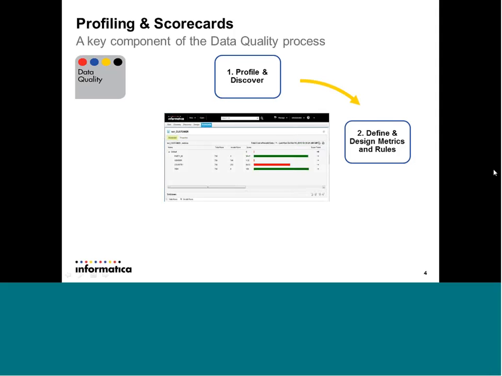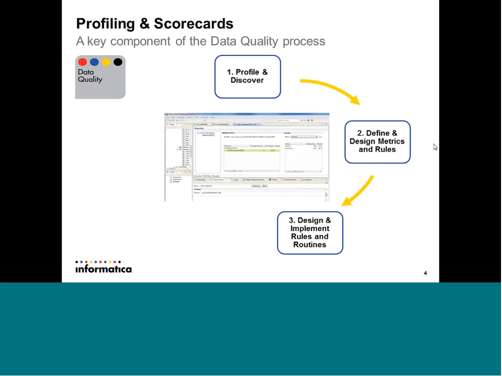We also then can use scorecards and profiling to define and design metrics and rules. So we've discovered our data. We also want to be able to measure the quality of that data, both initially and then as we work on that data, we want to be able to monitor how our mappings, etc., are affecting it. It's also a key part of the design and implementation of rules and routines.